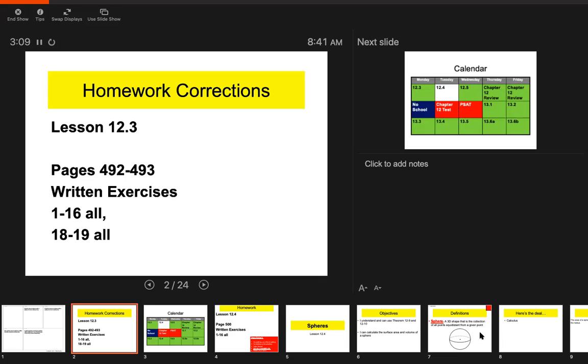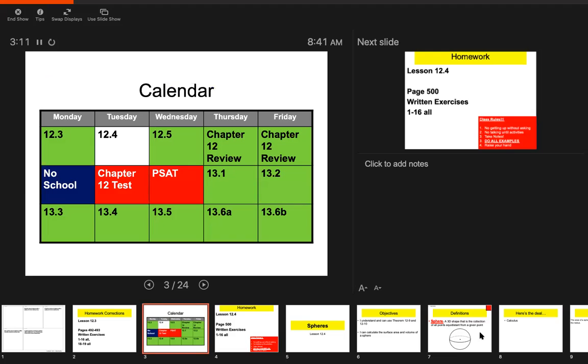All right, here we go. Today, let's see, the calendar I think is accurate now. So we're going to finish up chapter 12 on Wednesday. That's tomorrow. We'll do 2 days of chapter review, Thursday, Friday. We'll get that 3-day weekend, and then we'll come back. We'll take the chapter 12 test.